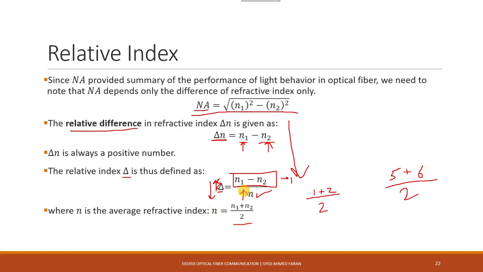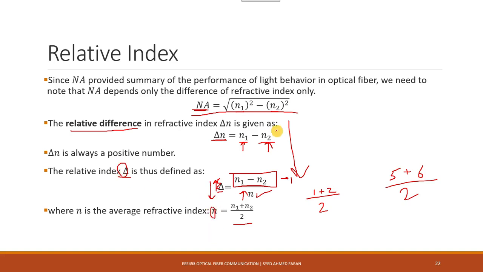These are the few terms that I defined. Okay, so delta is the relative index, and n is the average refractive index. So now what I want to do is write out this numerical aperture value not using n1 and n2, but in fact using delta and n.